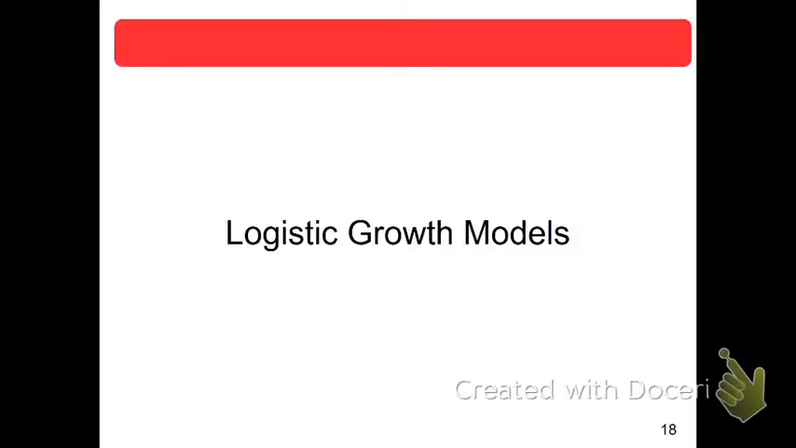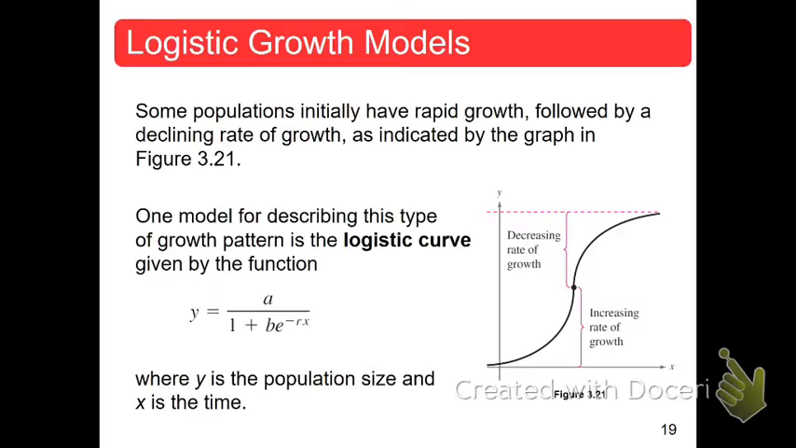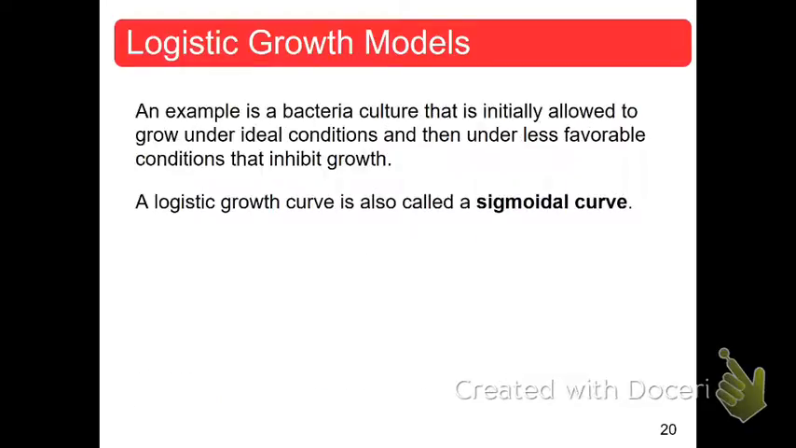Okay, the logistic growth models. Some populations initially have high, rapid growth, followed by a declining rate of growth, as indicated in the graph here. One model for describing this type of growth pattern is the logistic curve. In the logistic curve, the y will always be our population size, and x is going to be our time. On this slide, remember the big thing we looked at was that the logistic growth curve is also called the sigmoidal curve. So if you hear either of those words, they're talking about the same thing.